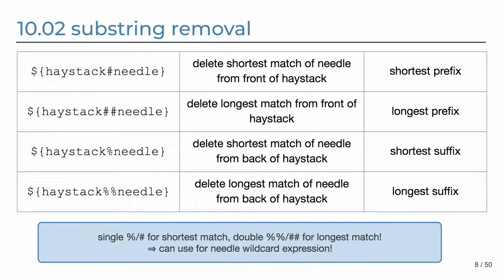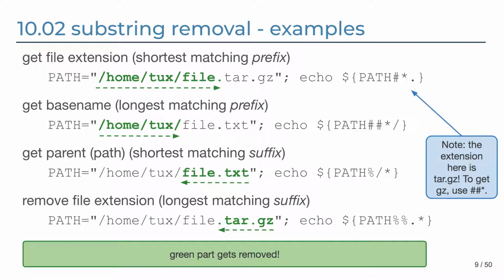Well, the cool thing is that we are not restricted with the needle to just use normal characters, but instead we can use the whole Unix wildcard expressions to match against the string and then remove a matching prefix or suffix. And in order to illustrate why this is useful, I have here 4 basic standard cases where substring removal is usually used in Bash. So let's walk through this.